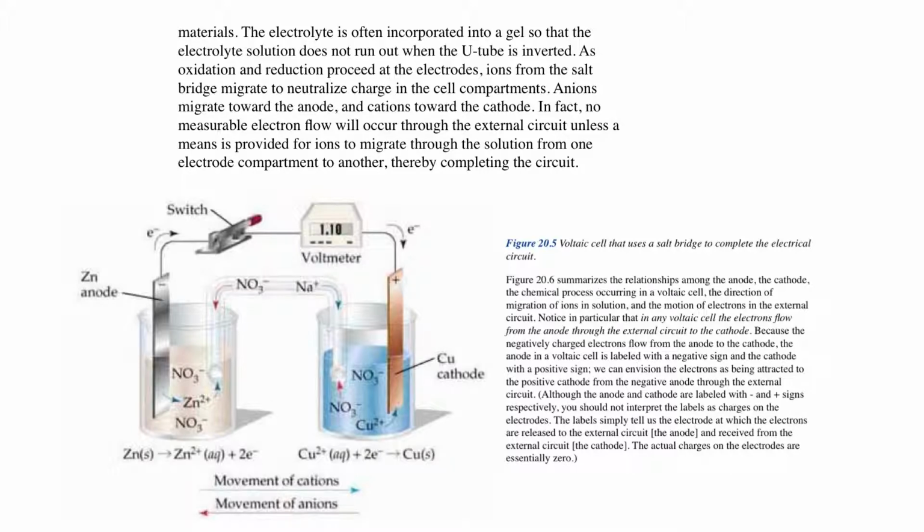We can envision the electrons being attracted to the positive cathode from the negative anode through the external circuit, and the anode and cathode are labeled with negative and plus signs respectively. You should not interpret the labels as the charges of the electrodes. The labels simply tell us that the electrode at which the electrons are released to the external circuit is the anode, and the electrode at which they are received from the external circuit is the cathode. The actual charges on the electrodes are essentially zero.